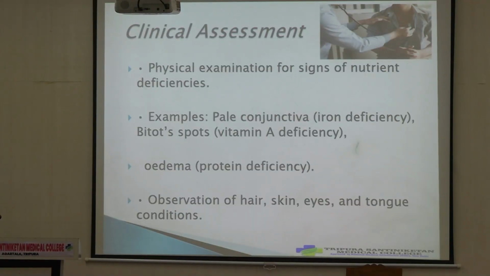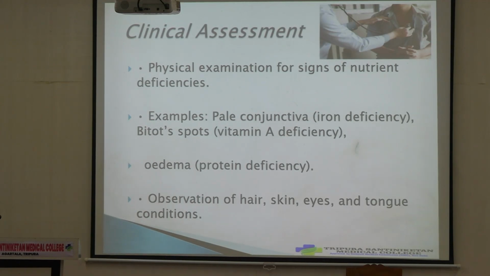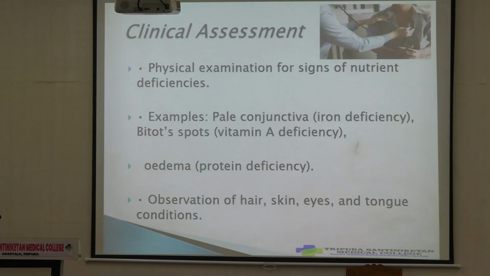For signs of nutrient deficiency like pale conjunctiva in iron deficiency, Bitot spot in vitamin A deficiency, and edema in protein deficiency. Then the observation of hair, skin, eyes, and tongue condition. By seeing hair, skin, eye, and tongue, we can assess the health status of the individuals.